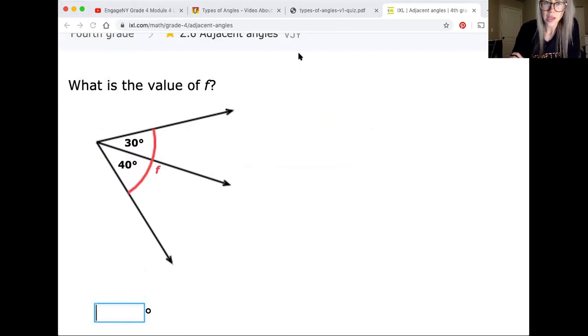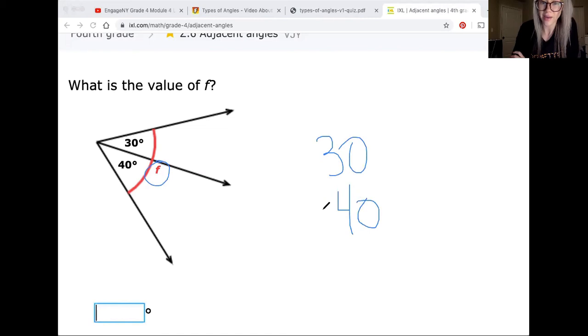Okay, so if you look carefully, you're going to notice that now we have 2 here. If we have 2 items next to each other, adjacent, we're going to add them together because what we don't know is the total. We do know the smaller numbers, the add-ins. So let's take our 30, let's take our 40 degrees as well, and let's add them together.